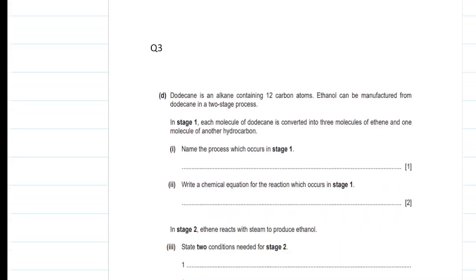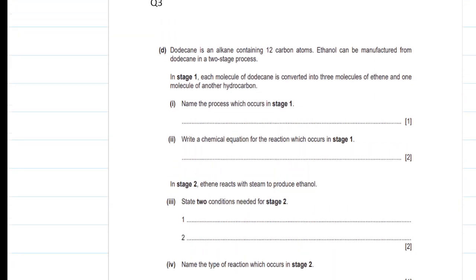Now the third question. Okay, it is saying that dodecane is an alkane containing 12 carbons. So what is the general formula for the alkane? It is CnH2n+2. If the n value is 12, it will be C12H(2×12+2). So 2 times 12 is 24, 24 plus 2 is 26. It will be C12H26. So that is dodecane.